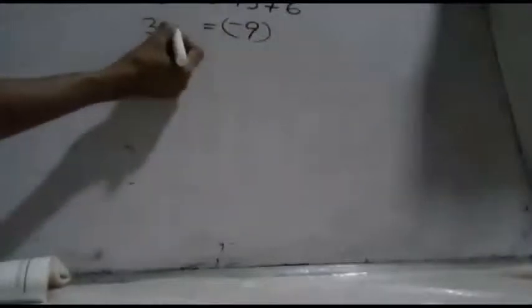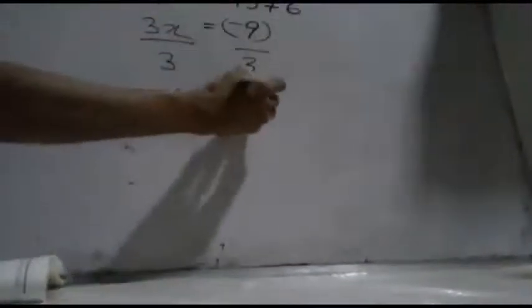Here signs are different. Negative 15 plus 6. The smaller number is subtracted from the larger number without sign. 6 is subtracted from 15. 15 subtract 6 is equal to 9. Here the sign is negative, 9. 3x is equal to negative 9. Both sides divide by 3. Negative divide by positive, the answer is negative. x is equal to negative 3.